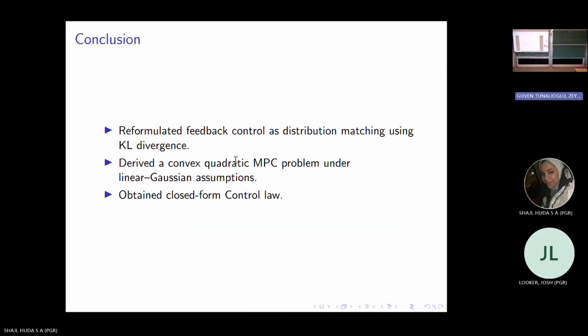This is the conclusion. What we did now, we reformulated feedback control as distribution matching using Kullback-Leibler divergence. We derived a convex quadratic problem in model predictive control under a linear Gaussian assumption. So it's very important that our assumption here is linear Gaussian. We also obtained a closed-form control law.